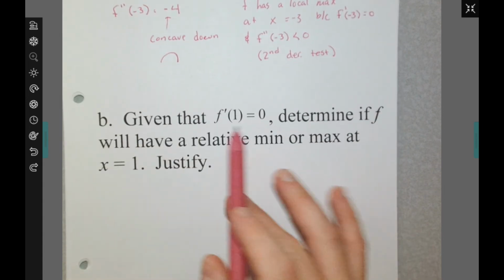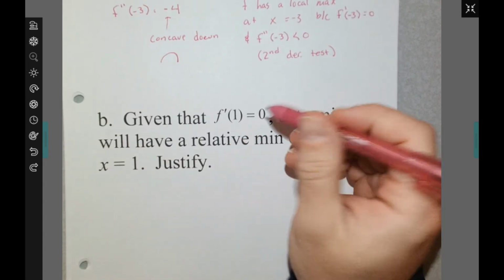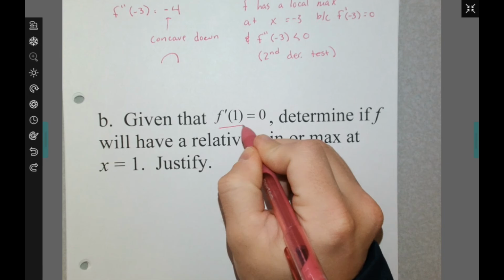B says given f prime of 1 equals 0. So again, there's my key. You need to know the first derivative is 0.